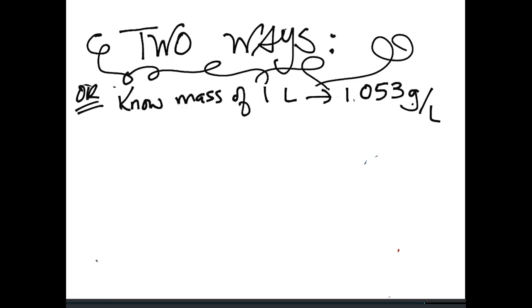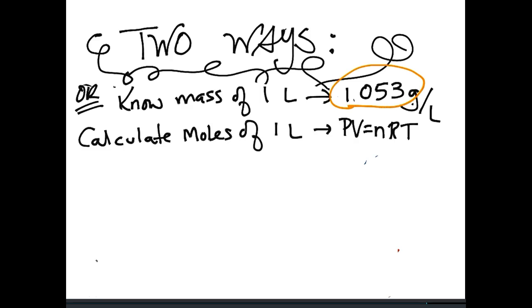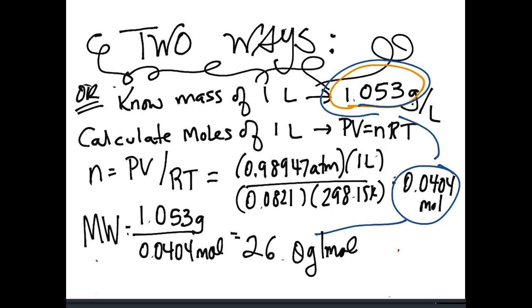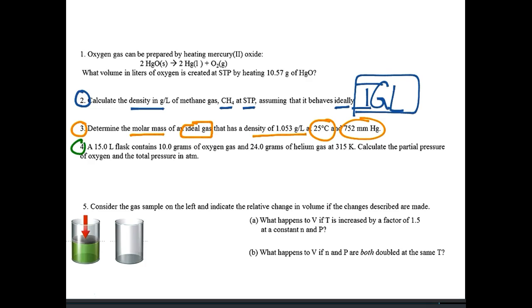Or another way to do the same problem, so we already did that, that would be the answer, but if you wanted to do it a different way, you know the mass of 1 liter because that's the density. If you're given the density, then as long as you have 1 liter exactly, then you know you have 1.053 grams. If you can figure out the mass of 1 liter, then all you have to do is figure out how many moles. You just need to calculate how many moles are in 1 liter, use the ideal gas law, solve for n, you know all the values, and you plug in, you get 0.0404, and you end up solving for 26.0 grams per mole. You should get the same answer. There's just 2 different ways to do the same problem. There are probably other ways too.